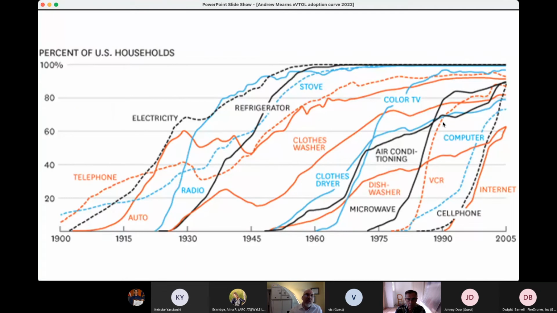So in the past, these are some of the technology S curves, and this is just specific to the United States. They're not perfect curves, but you can see over time, there's a slower growth at first, and then accelerating, and then slowing as market penetration reaches 100%.